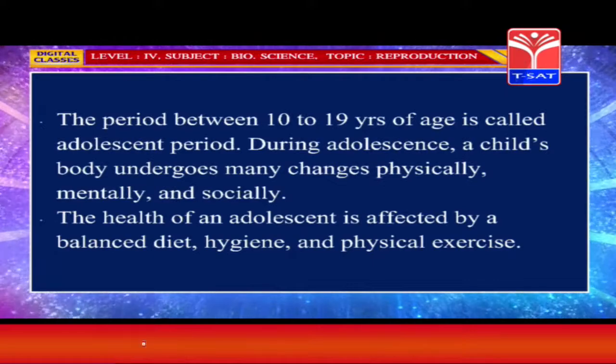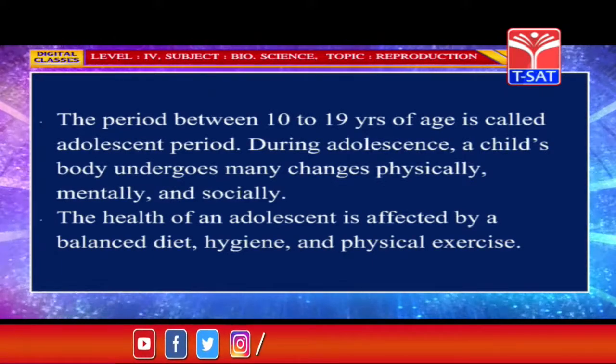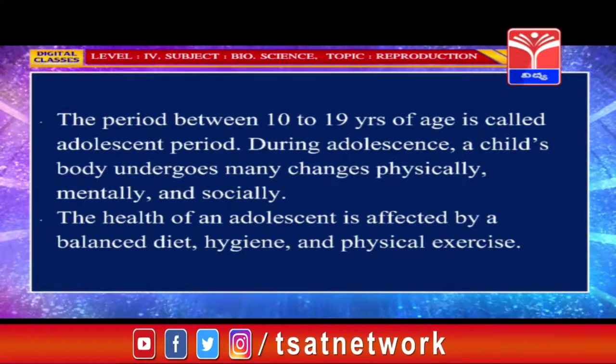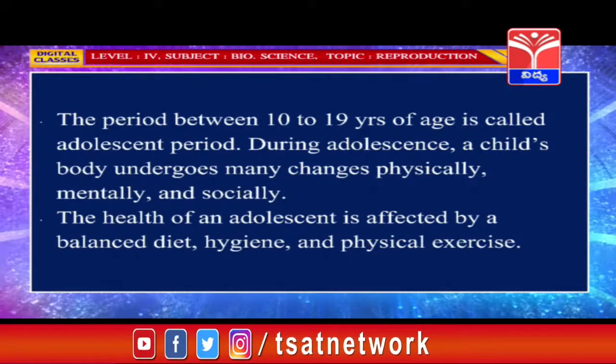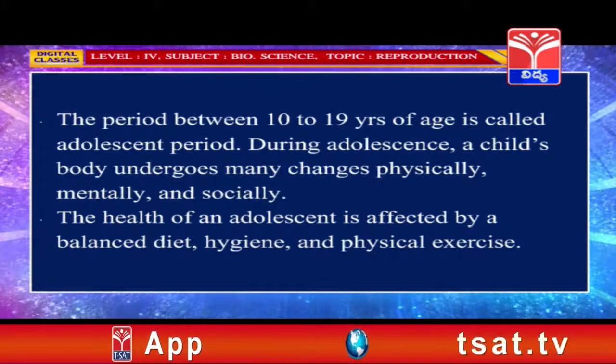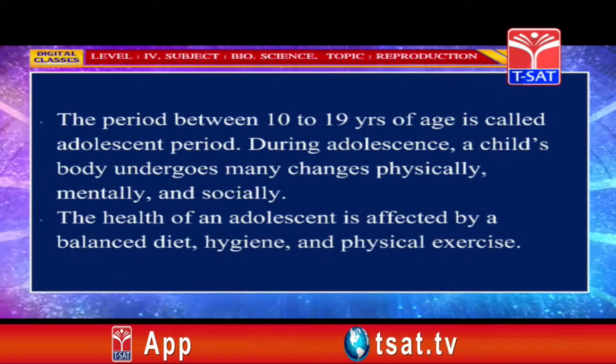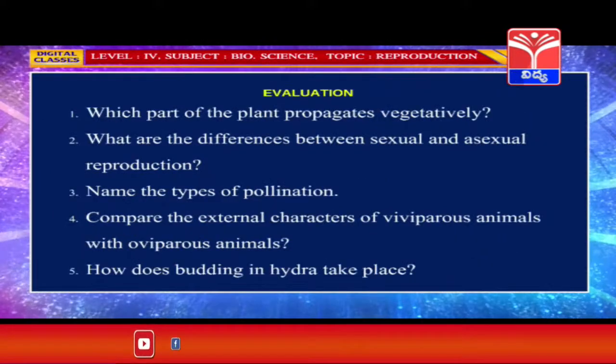The period between 10 to 19 years of age is called adolescent period. During adolescence, a child's body undergoes many changes physically, mentally and socially. The health of an adolescent is affected by a balanced diet, hygiene and physical exercise.